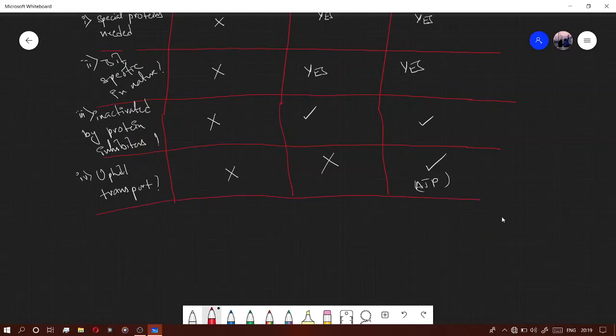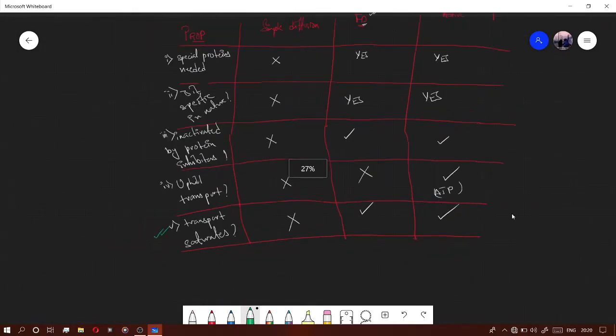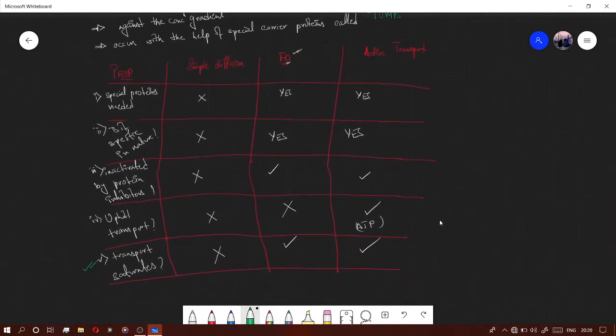And the fifth and final one is saturation of transport. Will it get saturated if there are way more molecules to be transferred? Let me write, transport saturates, question mark. Then no, yes, and yes. The basic idea behind this is that facilitated diffusion and active transport both need the help of special proteins.